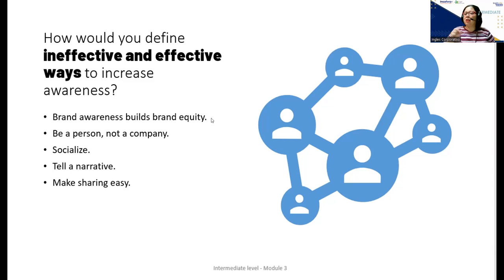Be a person, not a company. Think how people think. Don't think as an object. Don't think about your product as just something else. Think about a person. Think like a person and be a person, not just a company, not just a product, right? Something more. Give added value to people in speaking, in messages.